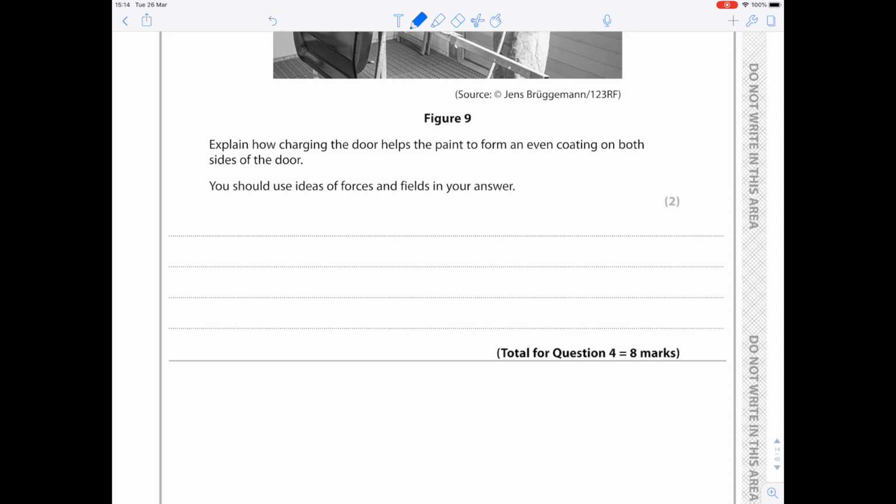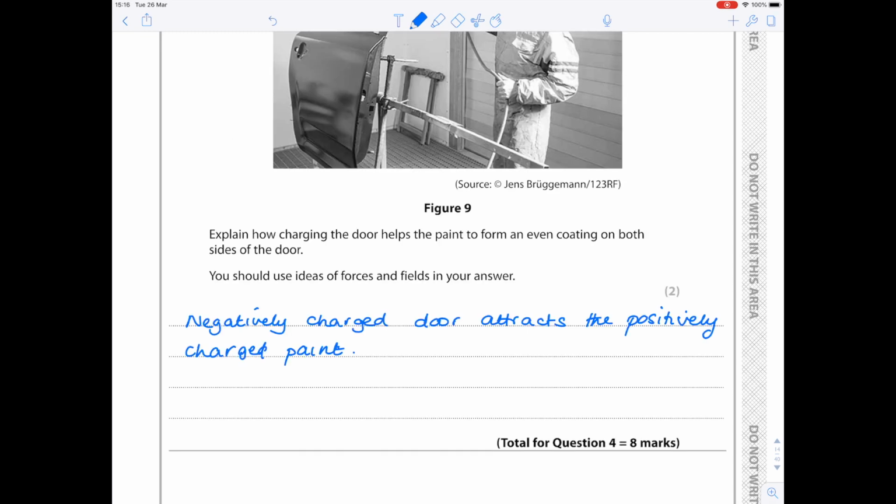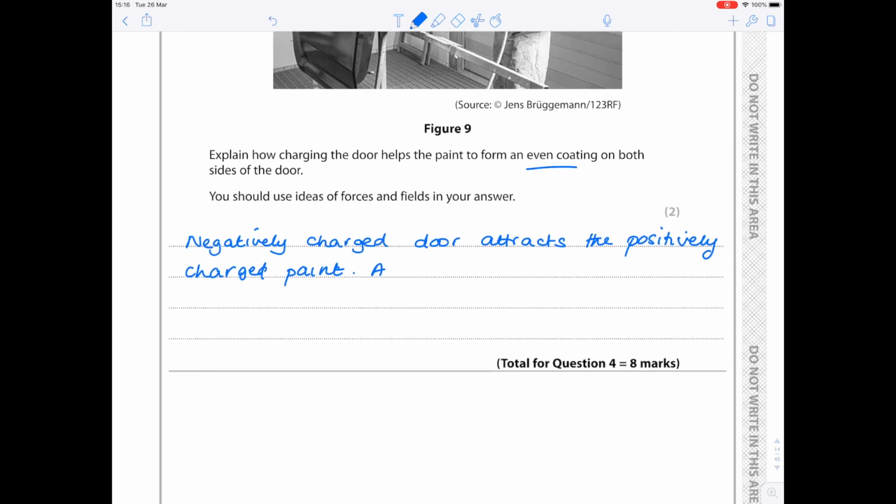So be aware first of all that opposites attract, so that the negatively charged door attracts the positively charged paint. And then the second more difficult answer is to do with the electric field, which touches all parts of the car door, and hence the positive paint will coat all parts of the door, thus providing an even coating.